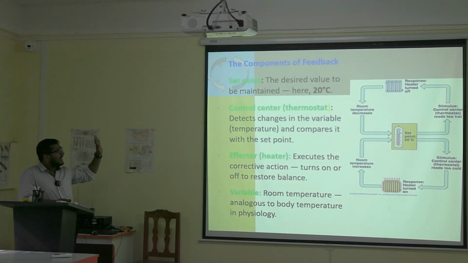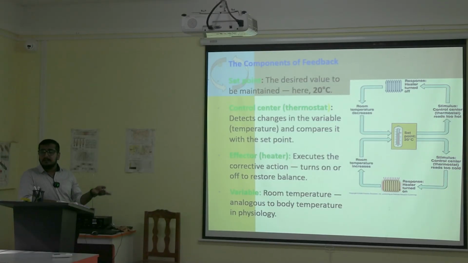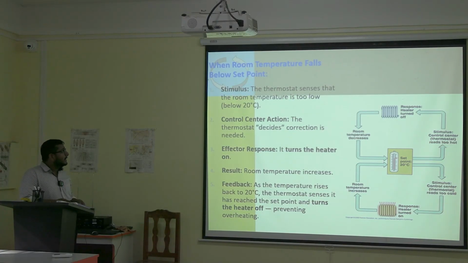First, we'll see the set point. Just imagine for this room, I want to maintain it at 20 degrees centigrade. So this is the set point for this room. Then the control center. It basically detects the changes in the environment. Then the effector. It executes the changes that are necessary to maintain the temperature. And the variable is basically the room temperature, which changes according to the external environment. Now move to the next slide.